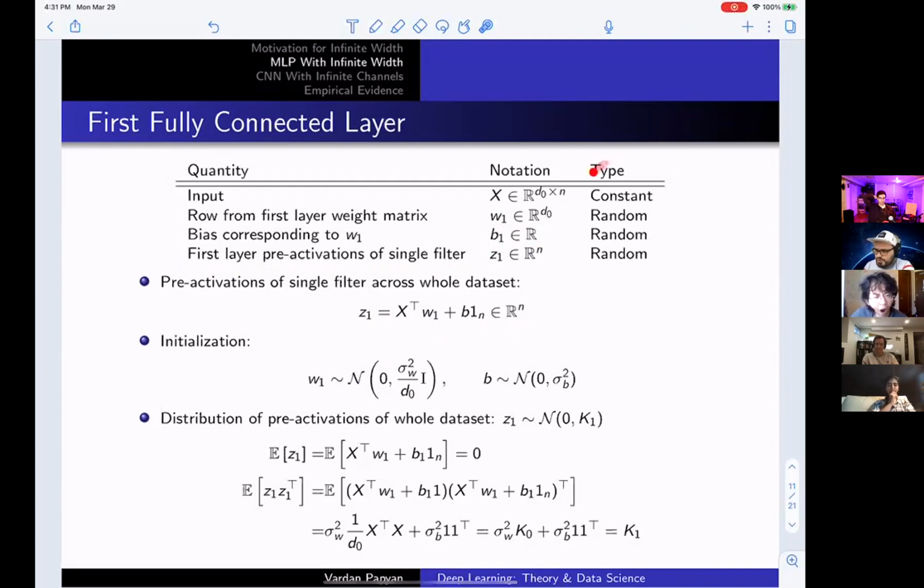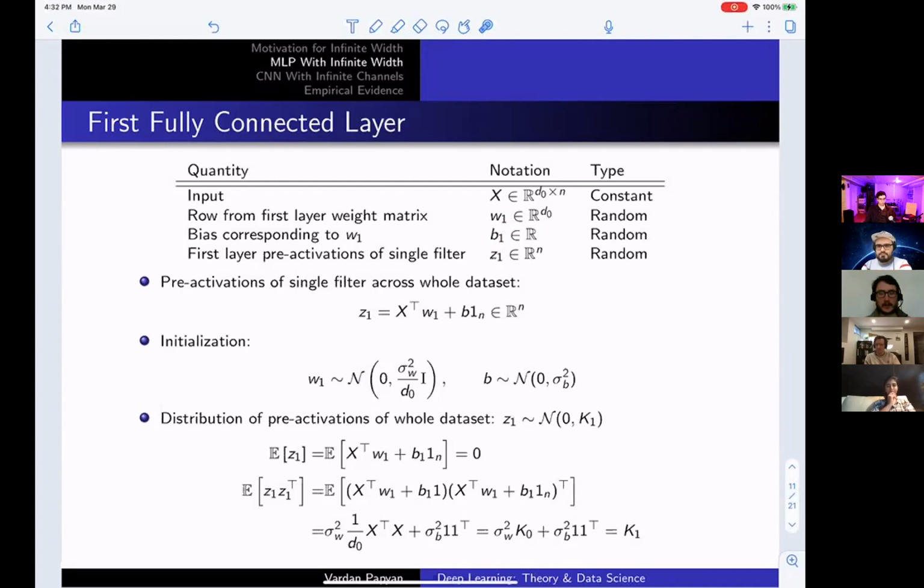Now, what's important is this column, which says that you should think of your input, the whole training data, as just being a fixed quantity, whereas the rest of the quantities should be thought of as being random. In particular, you should think of W1 and B1 as being random. Can anyone explain to me why we should assume that W1 and B1 are random quantities? Why would we want that?